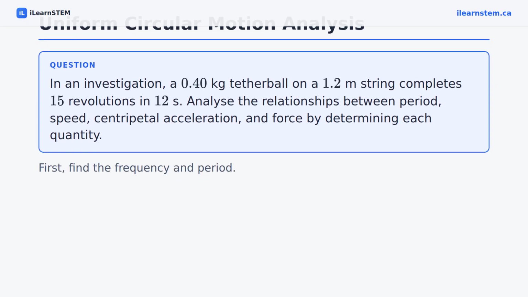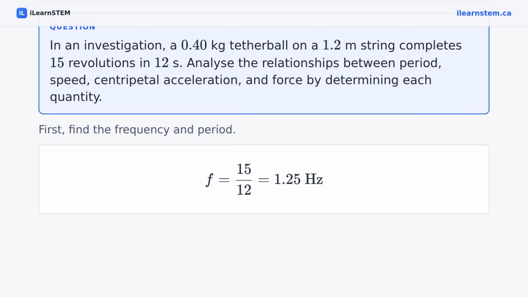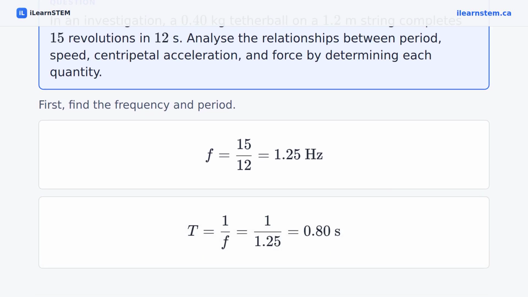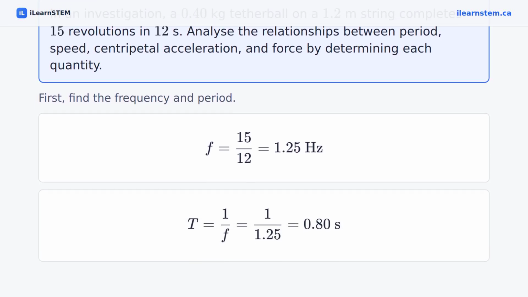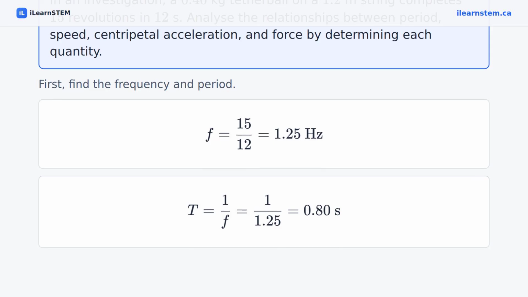First, let's find the frequency and period. Frequency is the number of revolutions per second, so 15 divided by 12 gives 1.25 hertz. Period is the reciprocal of frequency, so 1 divided by 1.25 gives 0.80 seconds.